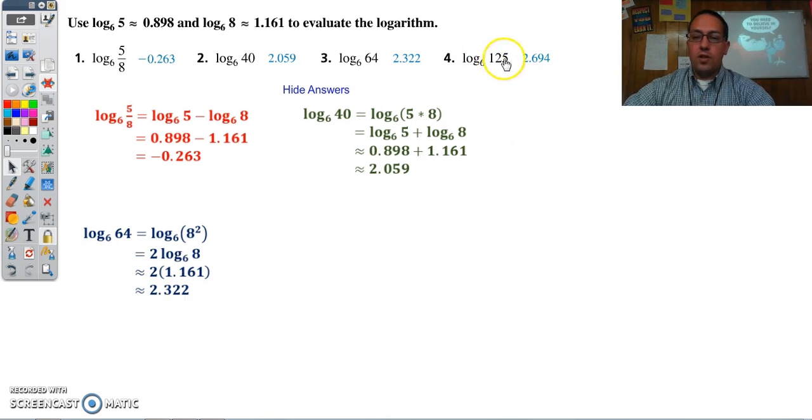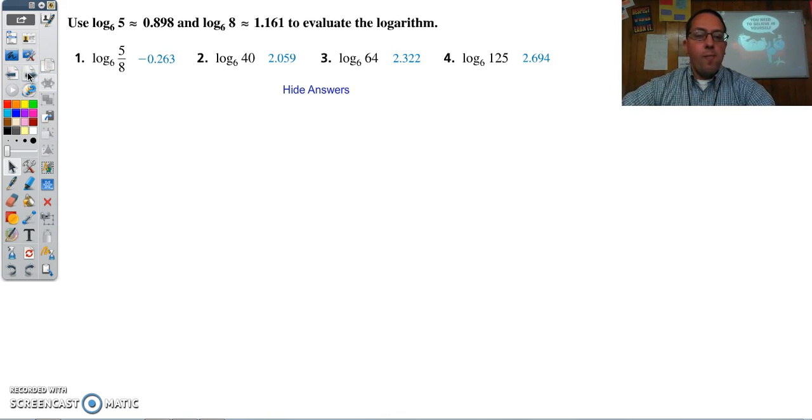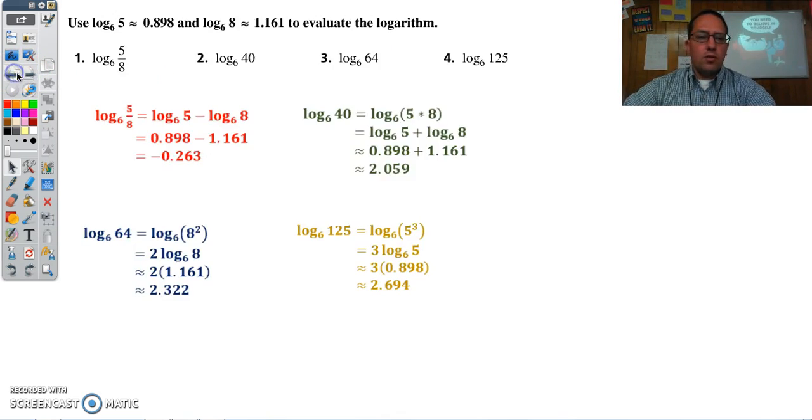Number 4, we need to get 125 using 5 and 8. Well, 125 is 5 cubed, so we're going to rewrite this as 5 cubed. And we're going to use the power property just like we did on number 3. So the exponent comes to the front of the term. 3 times log base 6 of 5, which I know to be 0.898, so 3 times that gives me 2.694. Right? So that's how you use those properties to evaluate logarithms that you don't have. All right? Go to the next page.